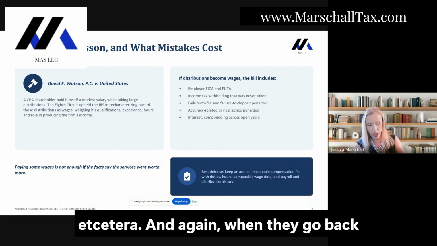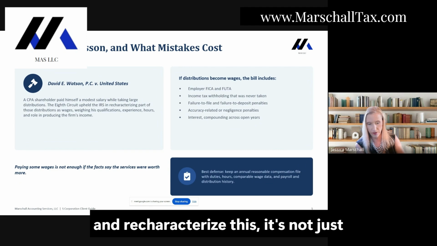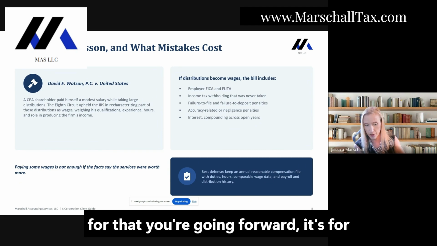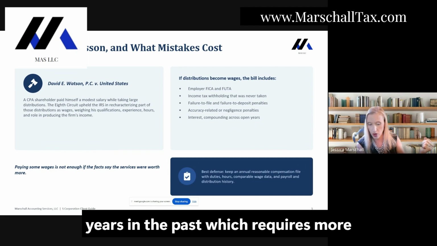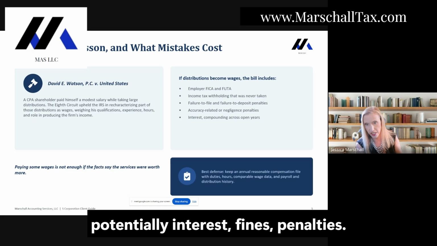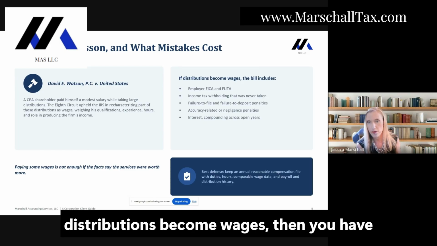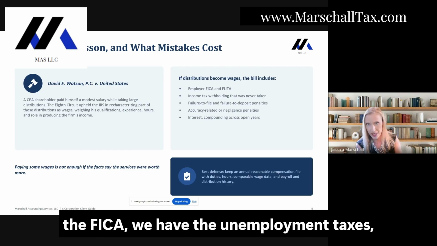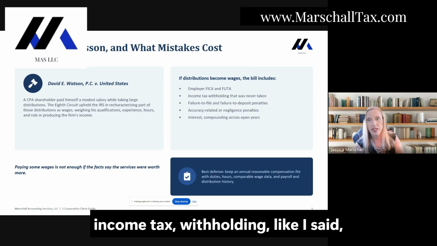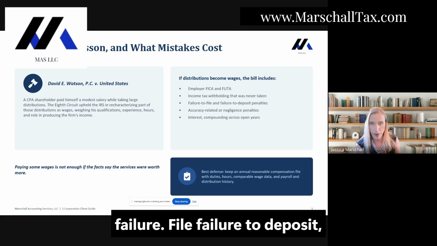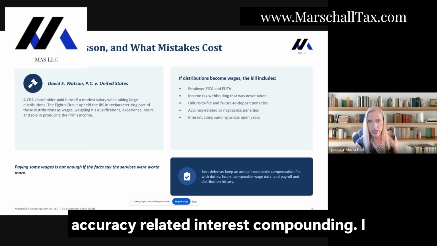And again, when they go back and recharacterize this, it's not just for that year going forward. It's for years in the past, which requires more amended returns, underpayment penalties, potentially interest, fines, penalties. It gets expensive quickly. If distributions become wages, then you have the FICA, you have the unemployment taxes, income tax withholding. Like I said, failure to file, failure to deposit, accuracy related penalties, interest compounding.